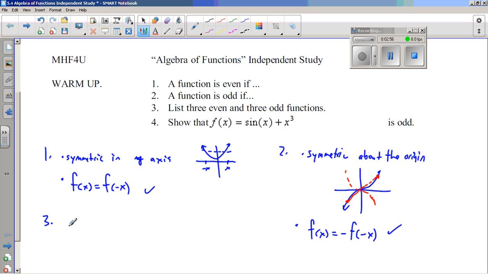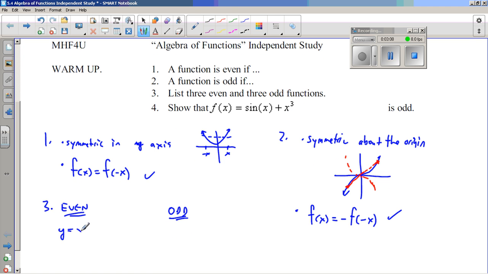3 even and 3 odd functions. So even functions, ones that are symmetric about the y-axis, and some odd functions. Well, what are some? y equals x squared is. y equals the absolute value of x is, right? Remember that one? That was back in unit 0, but that's an even function.